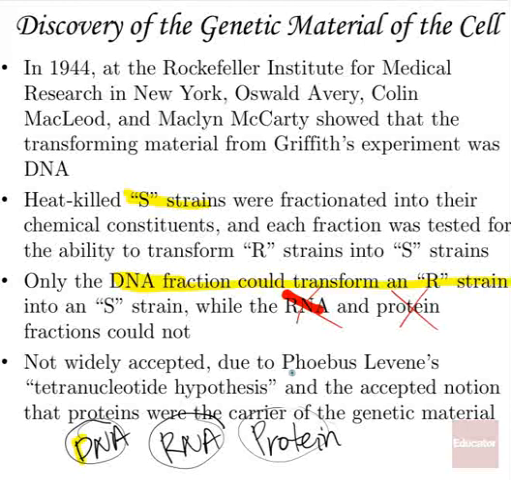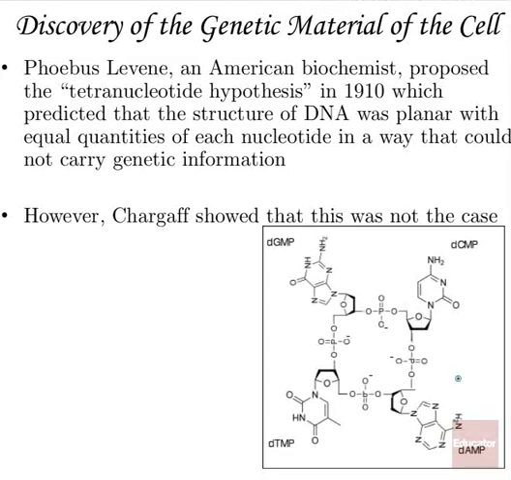However, this was still not widely accepted because, as I said earlier, at the time, DNA's structure that was proposed by Phoebus Levene was not something that could be applied to being able to transfer information and be replicated. All right? Now, this is the reason why proteins were thought to be the genetic material. So Phoebus Levene, much earlier, in 1910, he proposed what's called the tetranucleotide hypothesis.